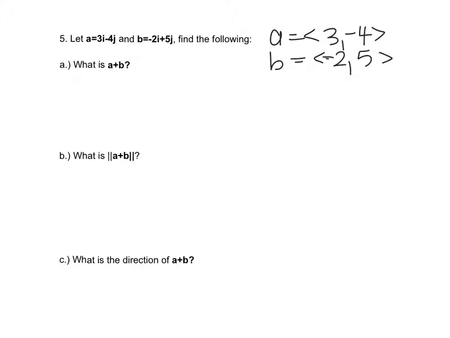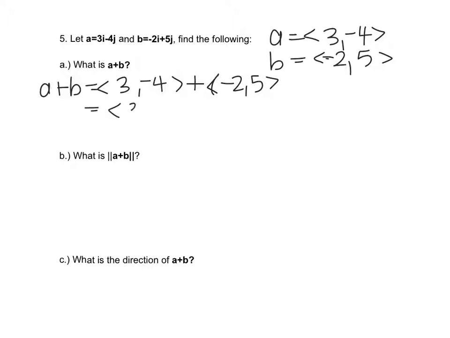So the first thing we want to do is find a plus b. So when you add two vectors, if I do <3, -4> plus <-2, 5>, you add your x values and then you add the corresponding y values. So that's going to give us 3 plus -2 and then -4 plus 5. So the sum of our two vectors is going to be <1, 1>.